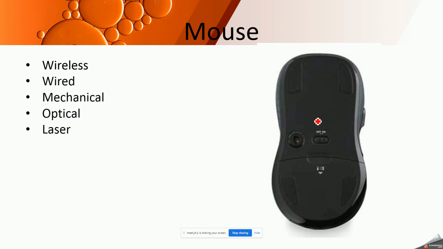Next is the laser mouse. Instead of using an LED source, it uses a laser. That laser is also focused on the surface below. This type of mouse works well for plastic surfaces and glass surfaces, but on other surfaces its accuracy is not good. That is the reason why the optical mouse is used more and is more popular as compared to the laser mouse.